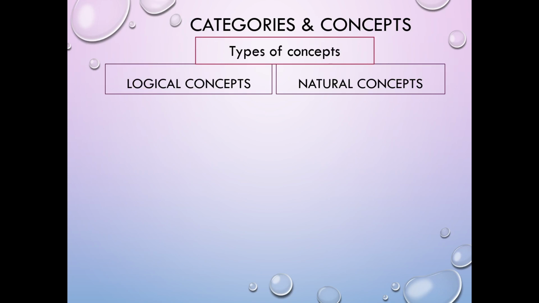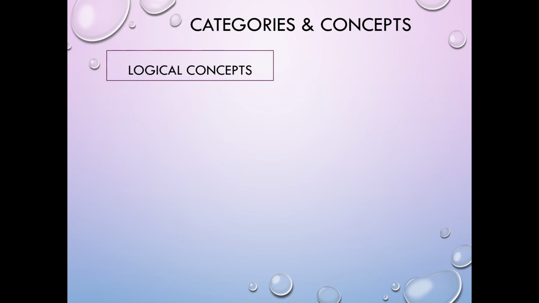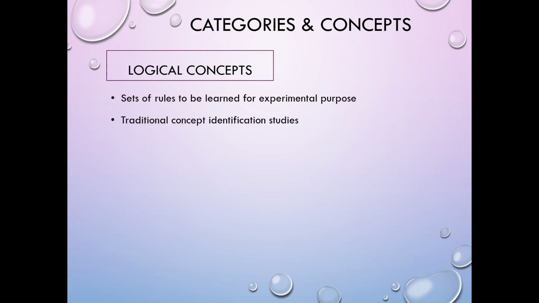All right, so let's talk a little bit about different types of concepts. I keep using the word concept, right? So what are concepts? Well, there are logical concepts, and a lot of times logical concepts are used for research purposes. A logical concept is really a set of rules that you're going to learn for the purposes of this experiment. This is usually done so that we can watch people applying conceptual rules. They have to have done it because this is all they know about the thing that they're doing. It's a really traditional strategy in concept identification studies to try and figure out how people are identifying things.